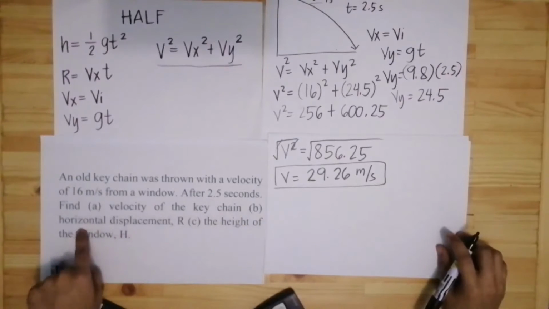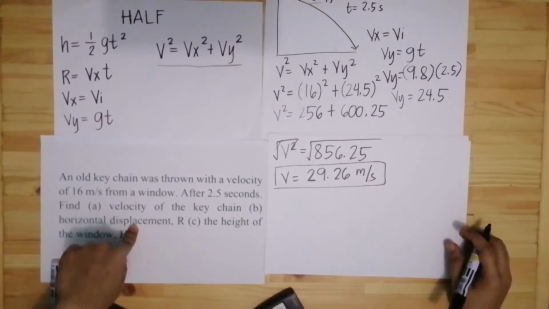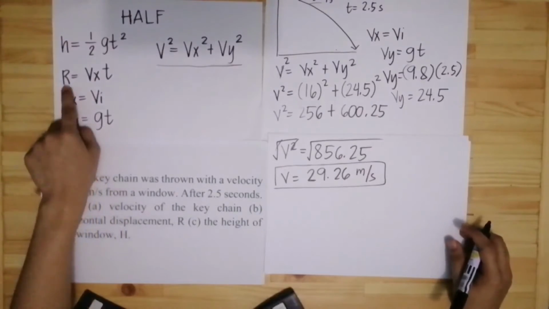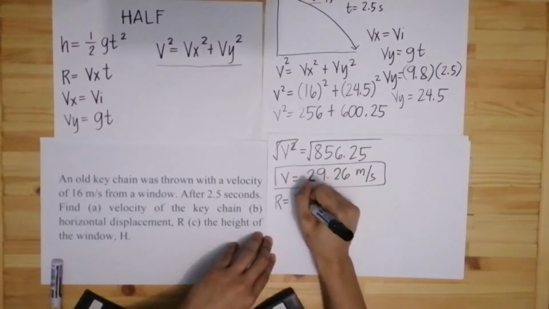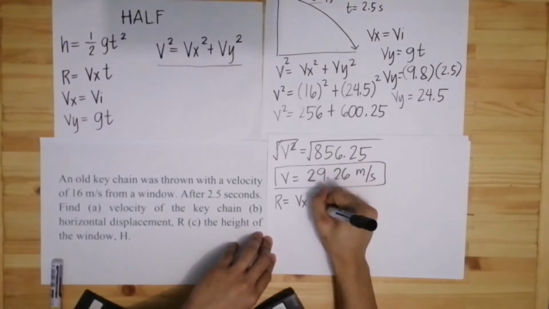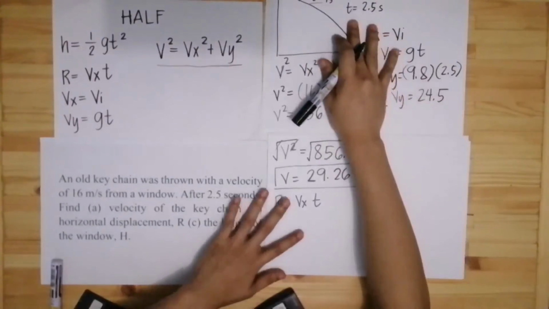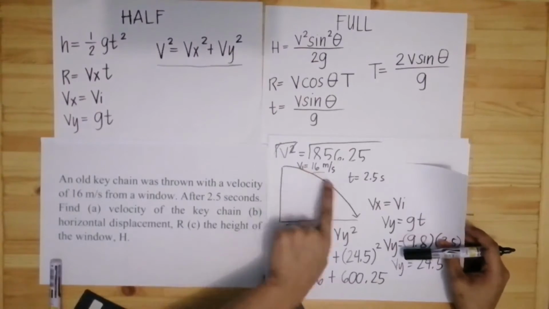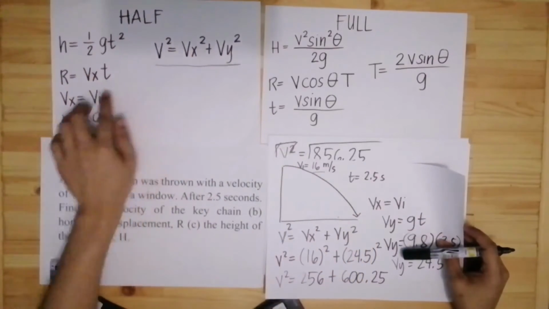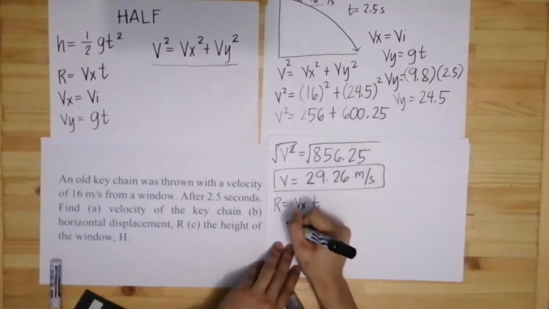Then letter B, let's look for the horizontal displacement. Again, when we say horizontal displacement, it is the range. So ito yung range natin. So madali na lang yan, range Vx times t. So may Vx naman tayo kanina, di ba? Yung binigay nating given, which is this, 16. Yung Vi is equal to Vx. Sa half, parehas lang sila. Vx and Vi, parehas lang yan. So 16 na yan.